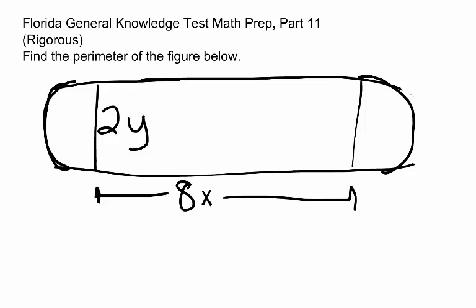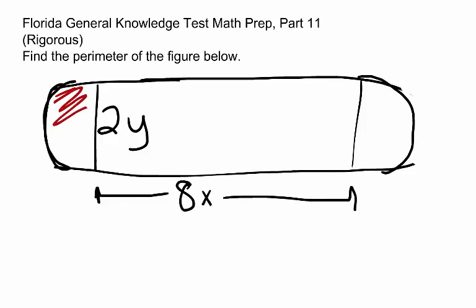We are given some information. We're given that the length of the rectangle is 8x. And we can see that this portion right here is 2y. That represents the width of the rectangle, but it also represents something more important within the context of this problem. It is the diameter of the circle.